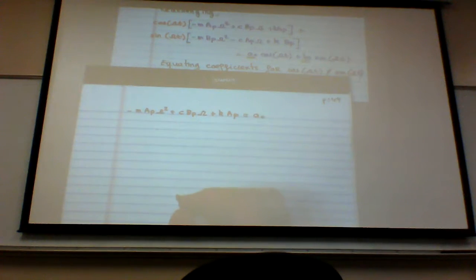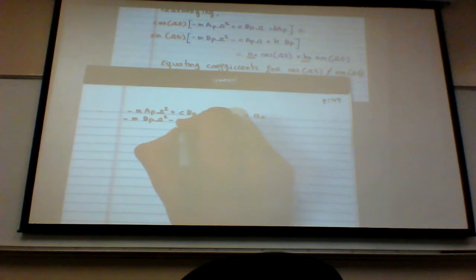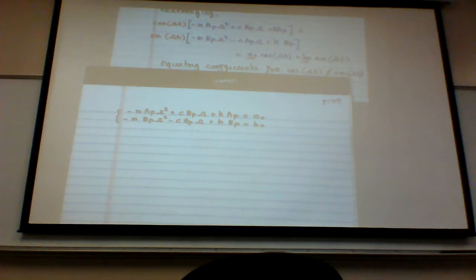What do we have? So I'm looking here at the page, on top. We have minus m A_P omega squared plus c B_P omega plus k A_P to be equal to a sub naught, and minus m B_P omega squared minus c A_P omega plus k B_P equals b naught.